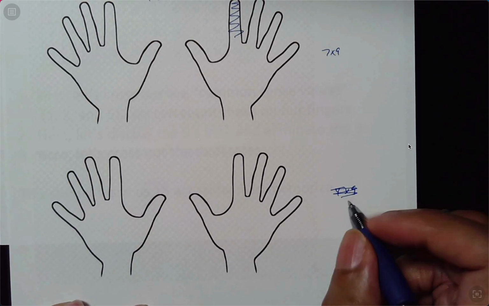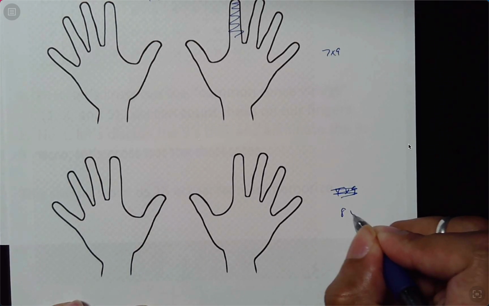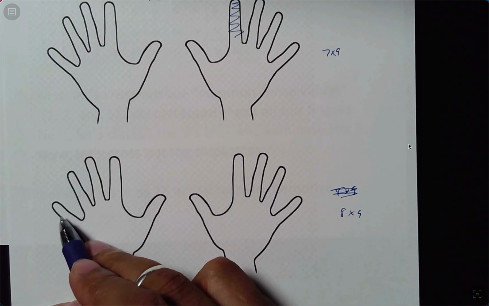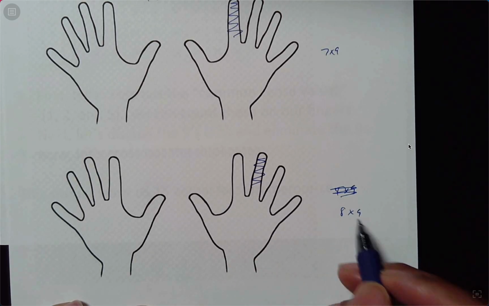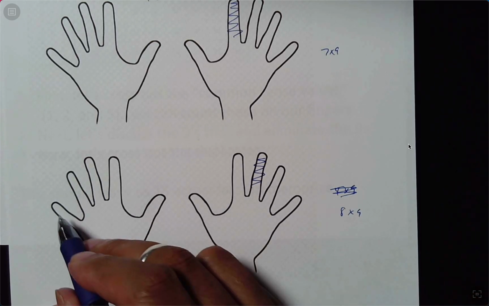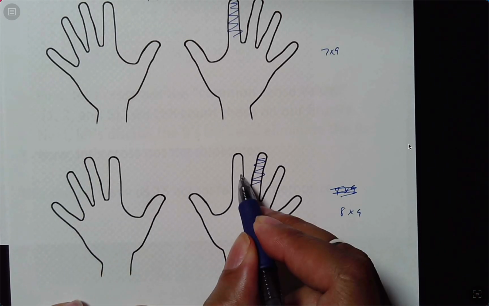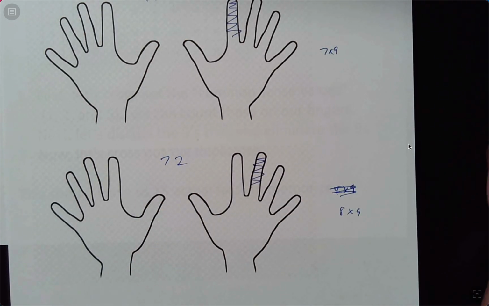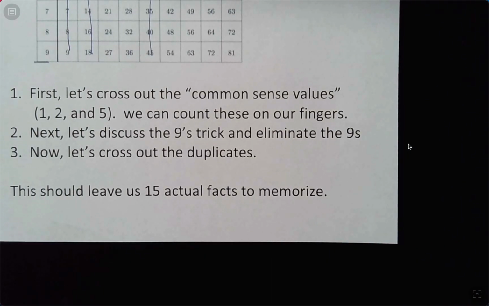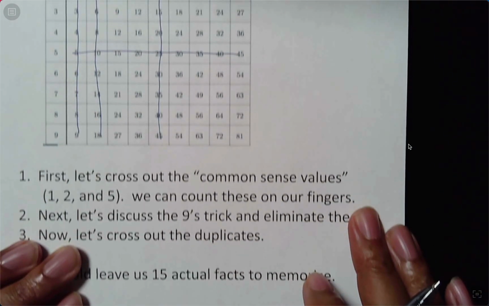That's silly. Let's do 8 times 9. So 1, 2, 3, 4, 5, 6, 7, 8. Put that finger down. Here you have 1, 2, 3, 4, 5, 6, 7 fingers on this side, 2 fingers on that side. There is your answer, 72. So because of the nines trick, it means that you really don't need to memorize the nines.